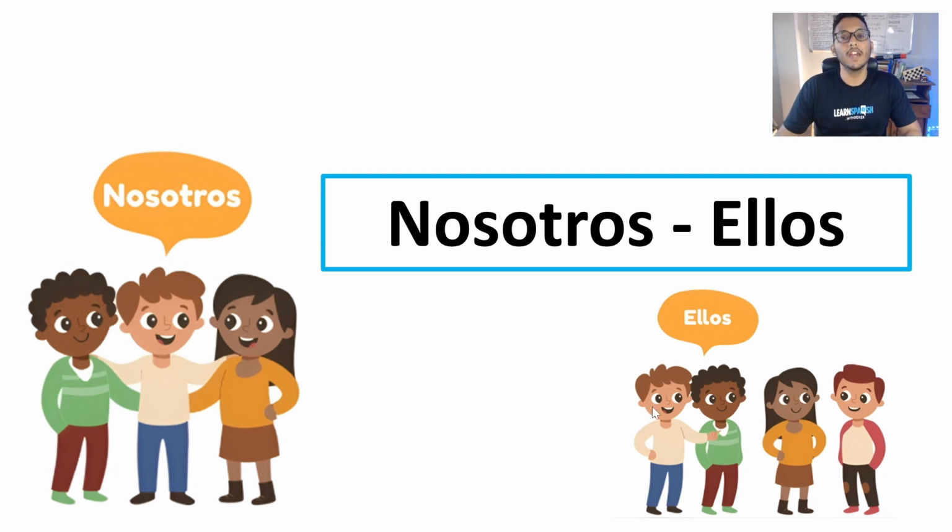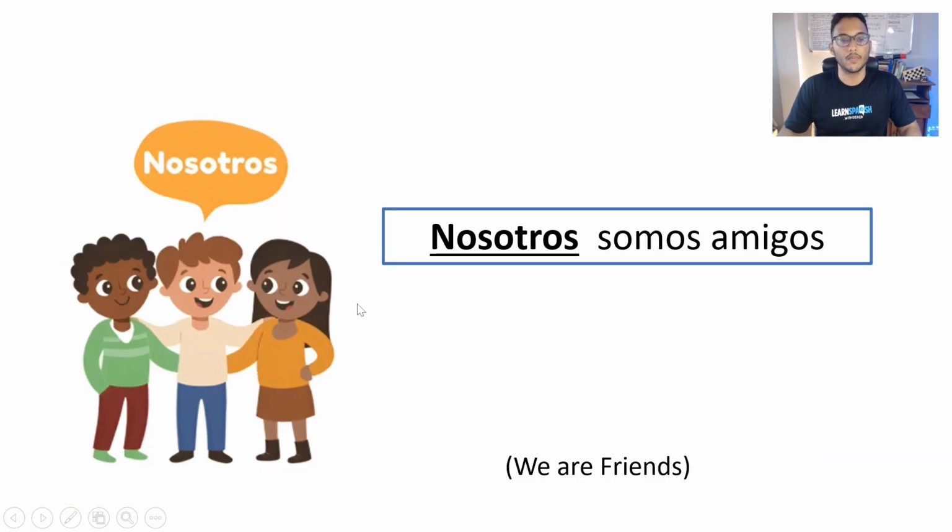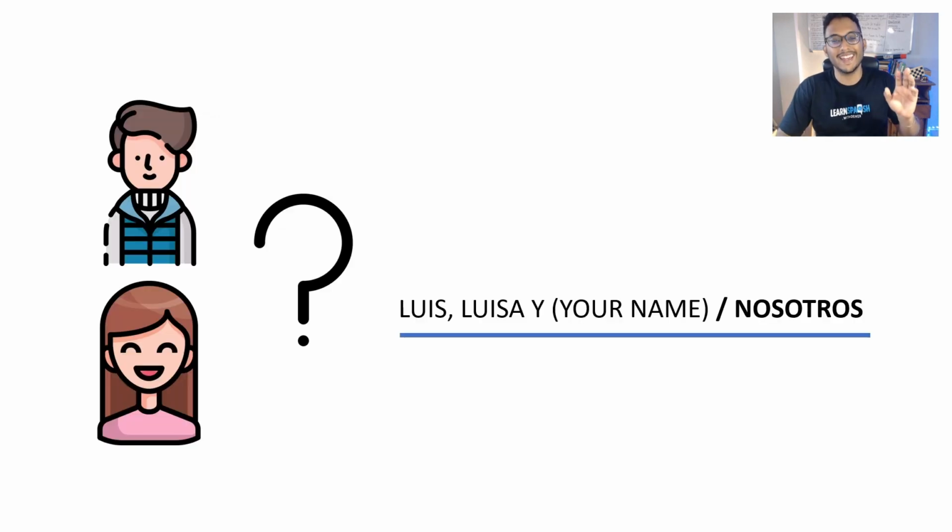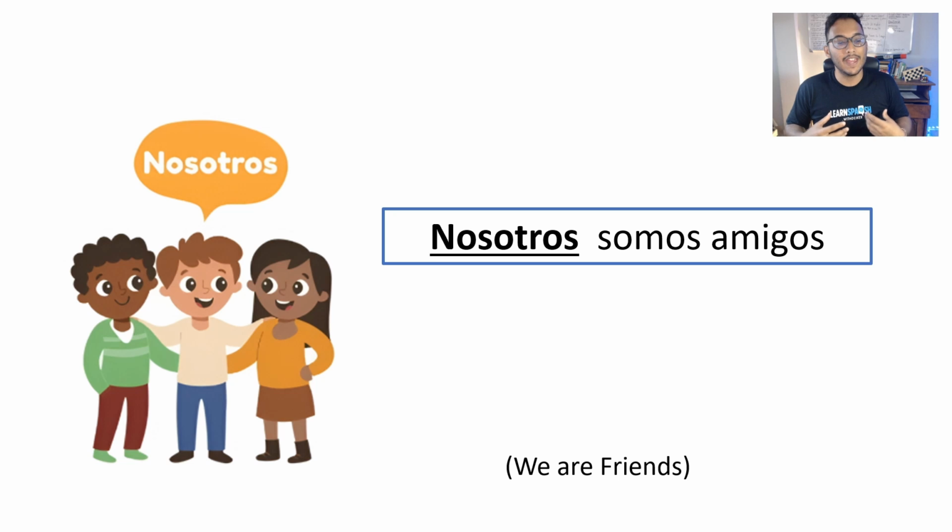How should you use those personal pronouns? Nosotros means we. You are going to use this personal pronoun when you are including yourself in the group of people you're talking about. For example, nosotros somos amigos, which means we are friends. You are included in a group: a person with you and another person with you are friends together. That is important, because in nosotros you are included in that group.